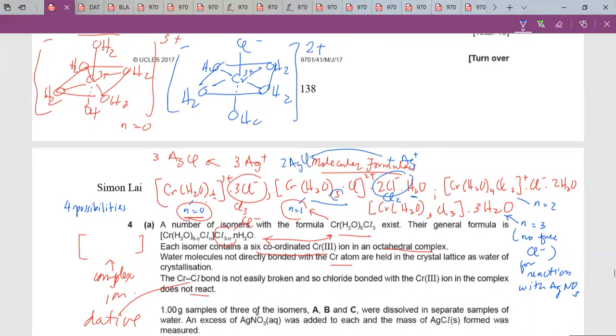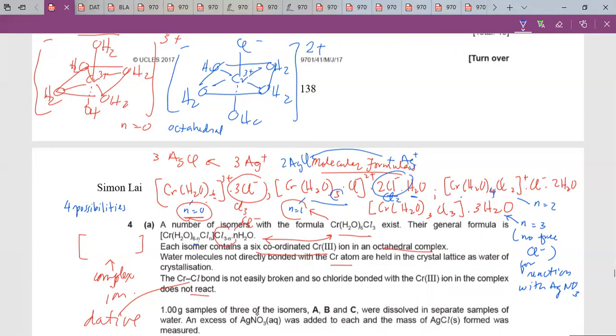It's also an octahedral complex. These two are octahedral complexes. Octahedral, the angle between them is 90, 90, 90. So these two come out. Now the next one, of course, is this one here, where N equals 2. When N equals 2, water is 6 minus 2, which is 4. So 4 here.